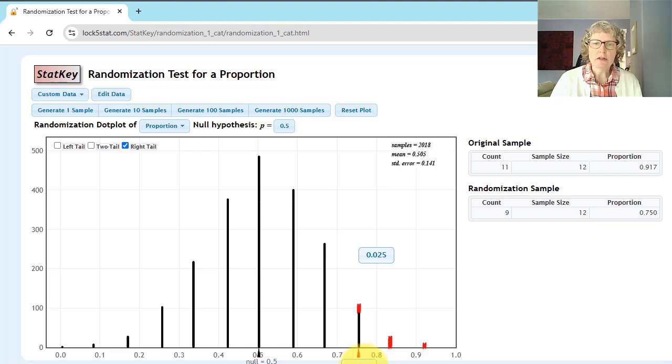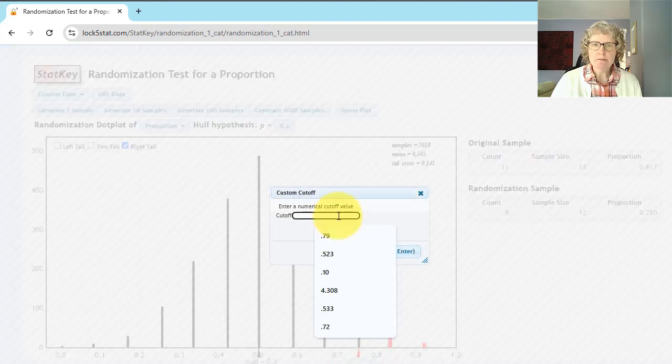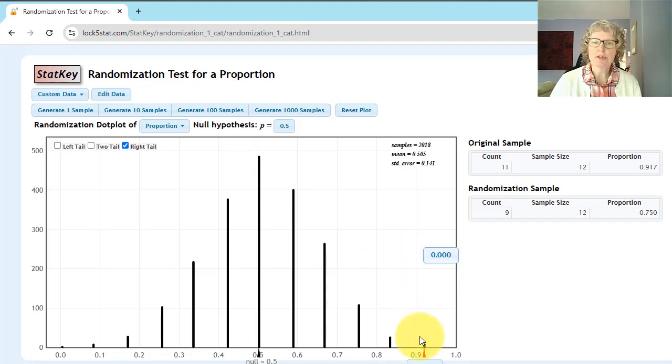The number on the bottom is the number along this number line. So in this case, it's the proportion correct. And then the box at the top is the proportion out of all the simulations. So if we took the number of these red X's for each dot, divided it by 2,000, we would get this number. Okay, so I need to edit the box at the bottom, and I need to put 0.917. That's our observed statistic, our sample proportion.